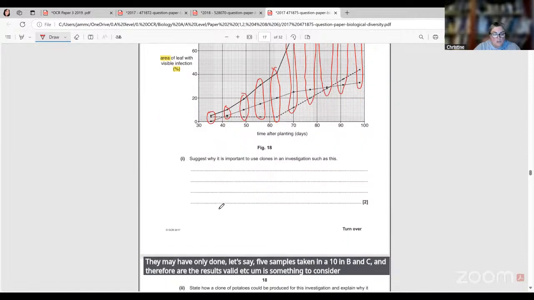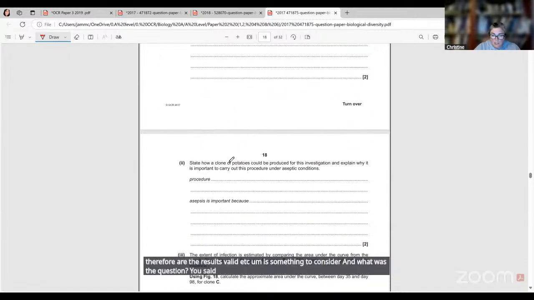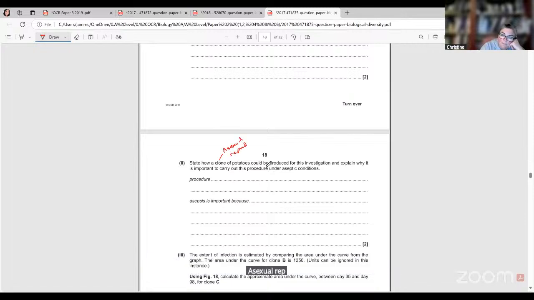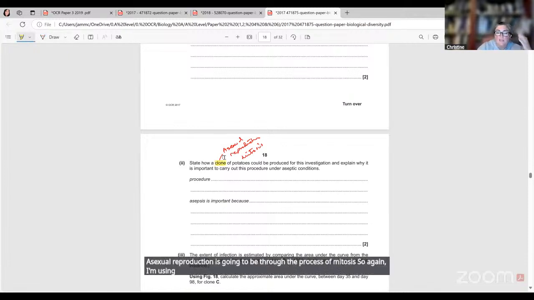And what was the question? You said, and I will finish on this one: suggest how a clone of potatoes could be produced. Right, we're talking about cloning. So if we're talking about cloning, we need to consider the fact that the clone has to be asexual reproduction. It's going to be through the process of mitosis. So again, I'm using their words to prime myself on what they might be asking me in this question. So how am I going to clone this?